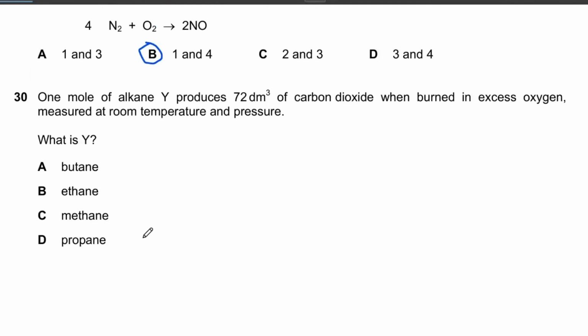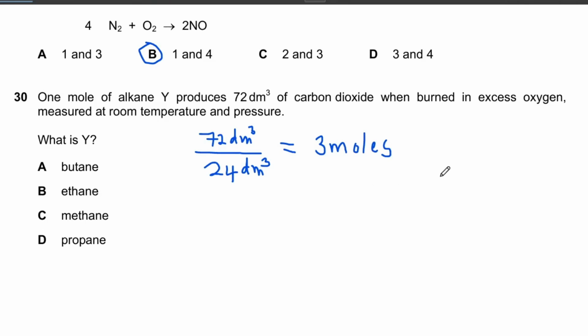Question 30. 1 mole of alkane Y produces 72 dm³ of carbon dioxide when burned in excess oxygen, measured at room temperature and pressure. What is Y? Since we are told 1 mole of Y produces 72 dm³ of carbon dioxide, that means it's going to be 72 dm³ divided by 24 dm³ because 1 mole of every gas occupies 24 dm³. So 72 divided by 24 is equal to 3 moles. What that means is that 3 moles of carbon dioxide is produced.